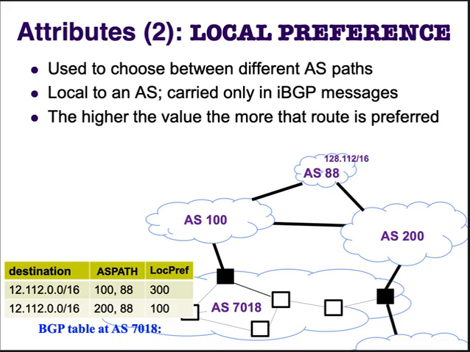Yeah, today it's manually, often. The operator knows what kind of relationships they have with AS100 versus AS200. So they configure their routers to say local pref coming from this AS is 300, coming from that AS is 100, which should cause you some discomfort.